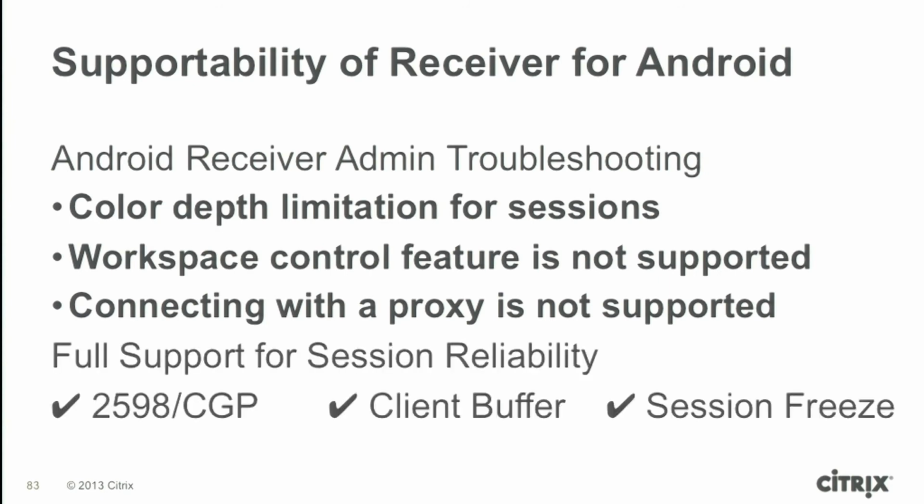Now, unlike iOS, we have added full support for session reliability in the receiver for Android as of version 3.1. So it does use 2598 CGP. The session will freeze for the client, and the input will be buffered.